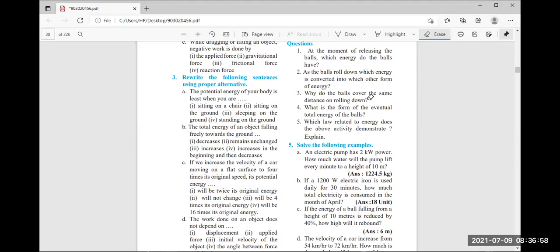Law of conservation of energy. Starting with potential energy, it is converted into kinetic energy. Sir, can I? Yes, you can. Energy can neither be created nor destroyed. It can be converted from one form into another. Very good.